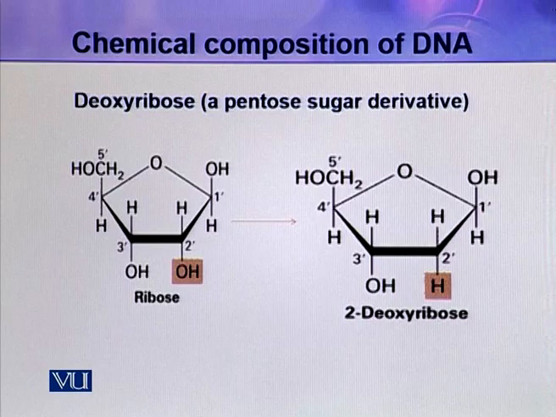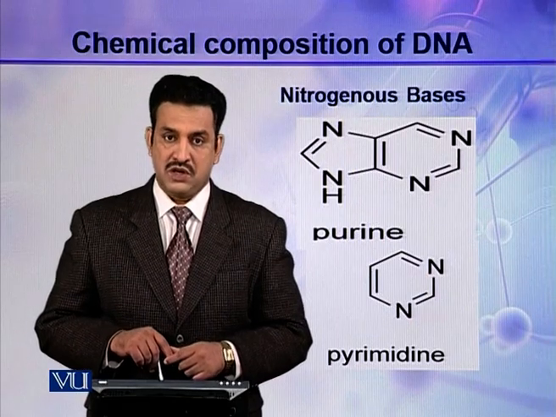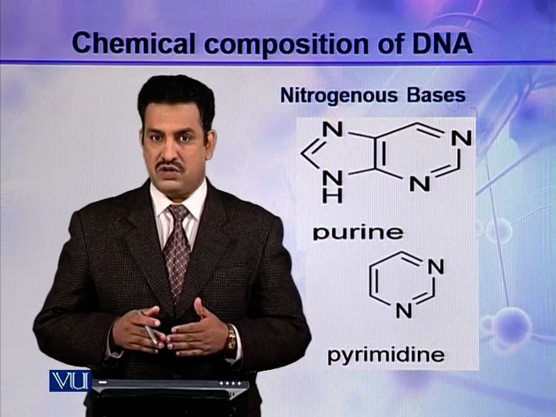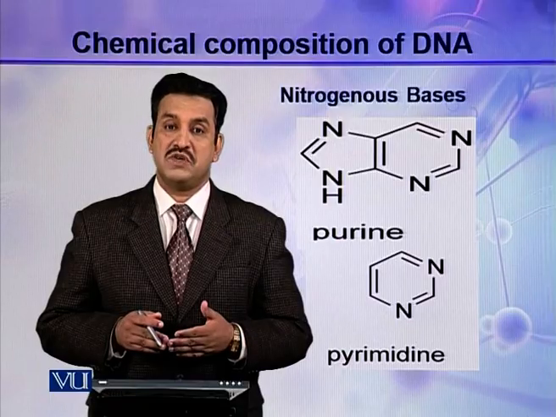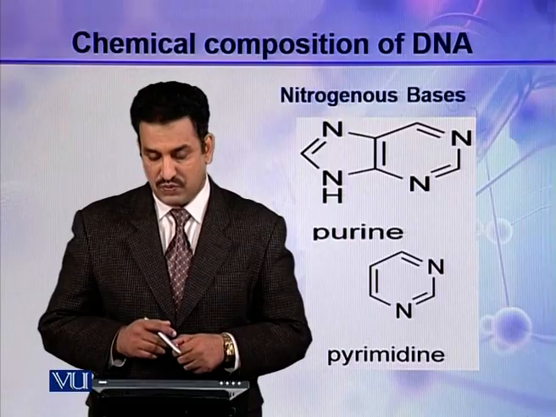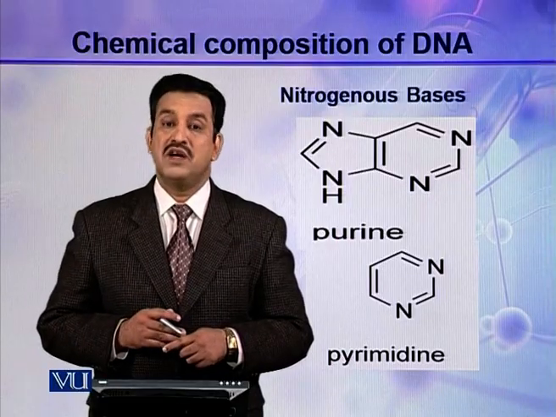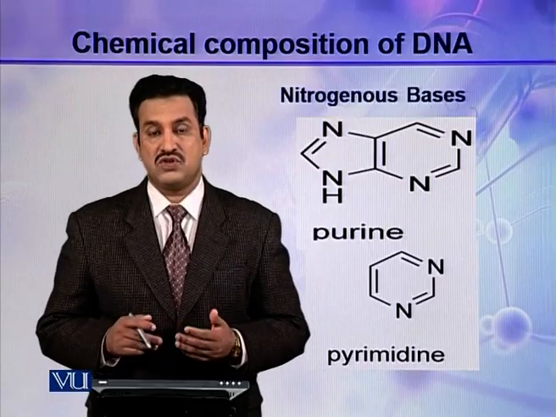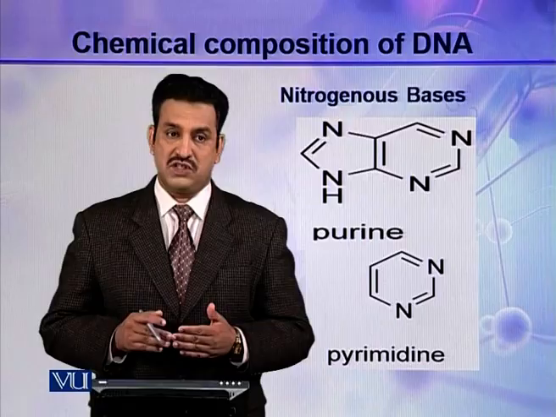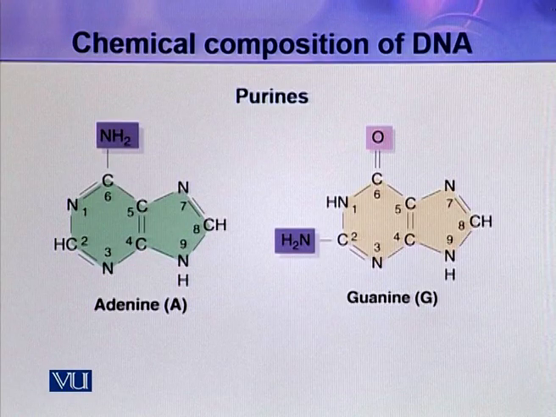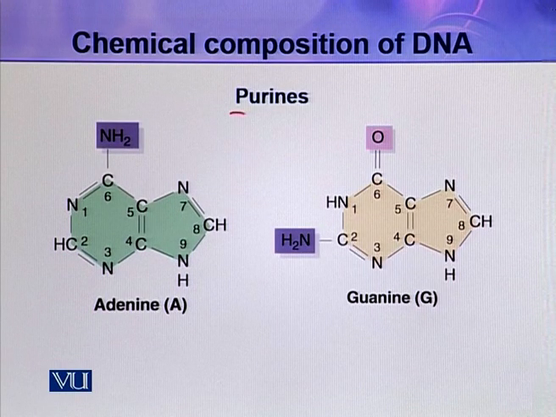The second component is the nitrogenous base. 4 different types of nitrogenous bases are present in a DNA molecule, and these 4 nitrogenous bases are derived from 2 parent compounds, and these 2 parent compounds are purines and pyrimidine. These 2 are parent compounds, and all 4 nitrogenous bases are derived from these 2 compounds. So these 2, adenine and guanine, these 2 are purines.